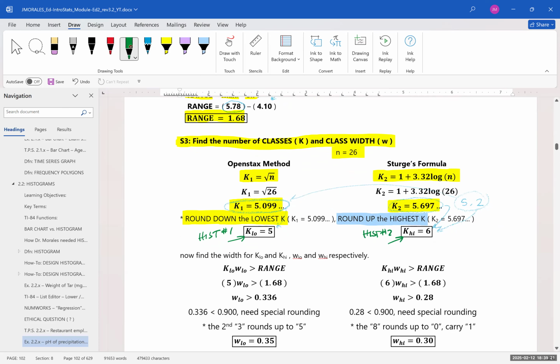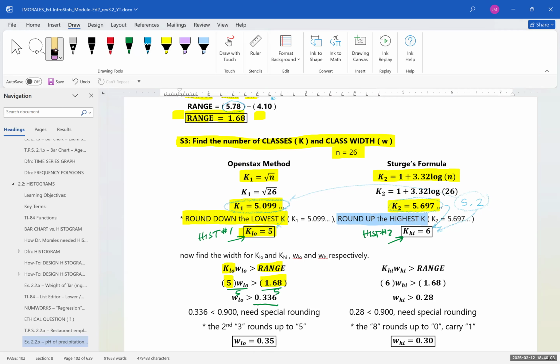Okay, now we got to figure out the width of each of these. And now this is where that special rule is going to come into effect that you didn't see in the previous examples. All right, so we need to use this inequality: K times W has to be greater than our range. Our lowest number of classes, we're calling that K low, is equal to 5. And our range from up above is 1.68. Divide both sides by 5, and 1.68 divided by 5 gets us 0.336.